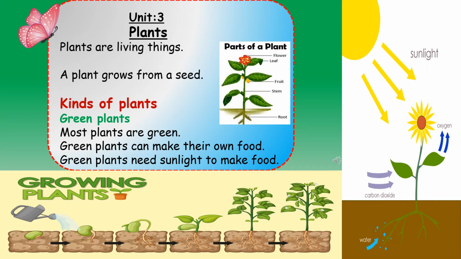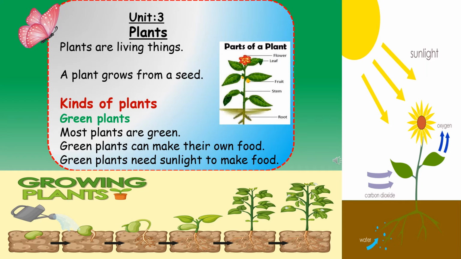In our first unit, Unit 1, Science, we have learnt that plants are living things. Yes, all the things that can grow and change are living things. Plants, animals, and we all human beings are living things because we can grow and change. We need some food and water to stay alive. So all the things that can grow and change are living things.